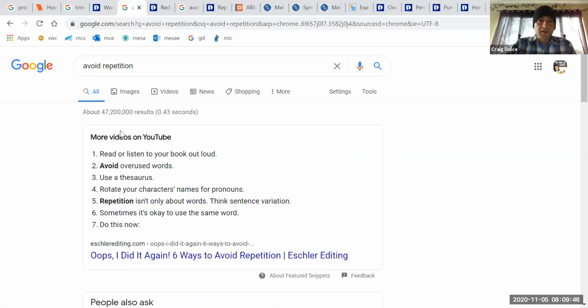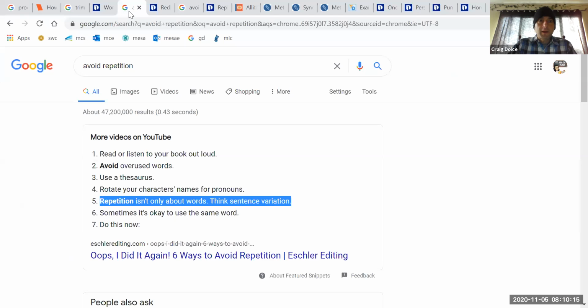Avoiding repetition, right? What do I mean by that? Do not overuse words. Use a thesaurus and use synonyms so that you're not using the same words over, and reading aloud will help you avoid that. Also think about repetition from a sentence variation standpoint, right? Make sure that your sentences aren't repetitious as well.